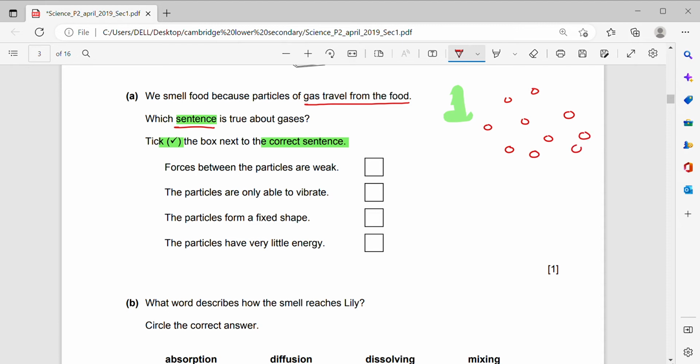طيب. What makes the particles travel؟ نشوف. Forces between the particles are weak, so they can move freely. Correct. نتأكد أكتر. The particles are only able to vibrate. لا. Vibration ده in position. ما حصلش movement. طب the particles form a fixed shape. لا طبعا. This is not for the gas. طب the particles have very little energy. Of course not. Movement يعني more energy. يبقى كده اتأكدنا إن إجابتنا الصح هي the forces between the particles are weak.